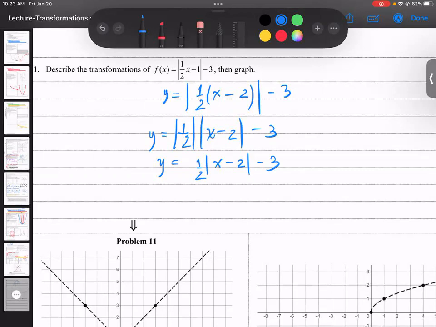My parent function is y equals absolute value of x. Right. That's the parent function. Sorry, it's kind of difficult for me to write when I'm standing. All right, you tell me, step by step. Keep going.